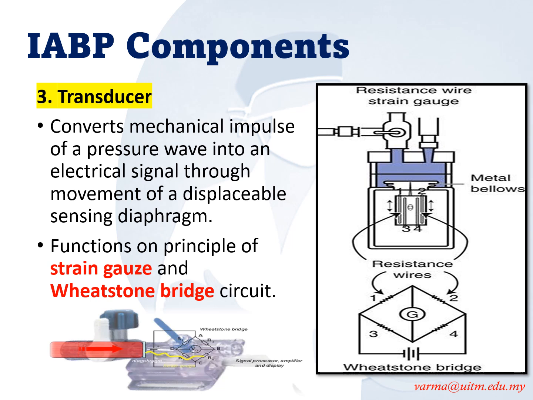Next, we move on to the transducer. This is a very important component of the IABP setup, which converts the mechanical impulse of the pressure wave from the intra-arterial cannula into an electrical signal through movement of a displaceable sensing diaphragm, which functions on the principle of strain gauge and Wheatstone bridge circuit. So this is the transducer. Within the transducer, it functions on the principle of strain gauge and the Wheatstone bridge circuit.